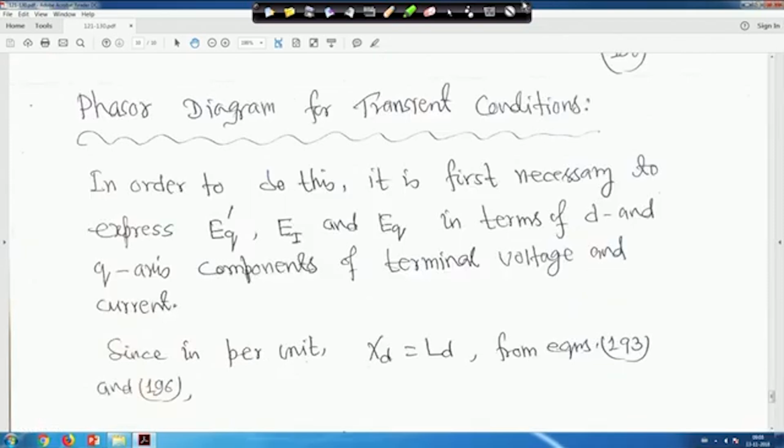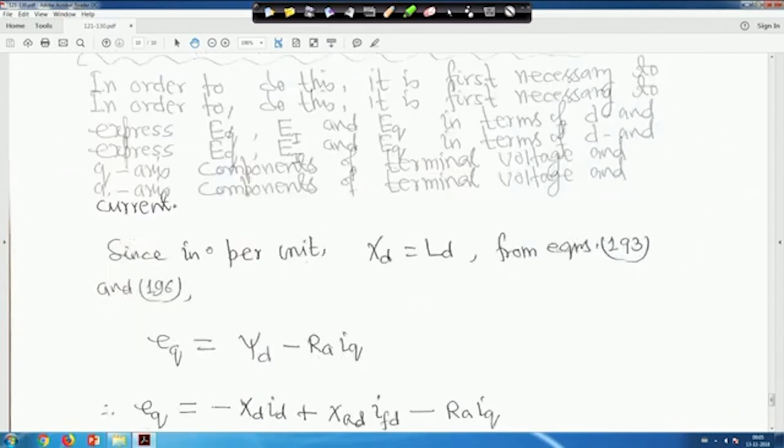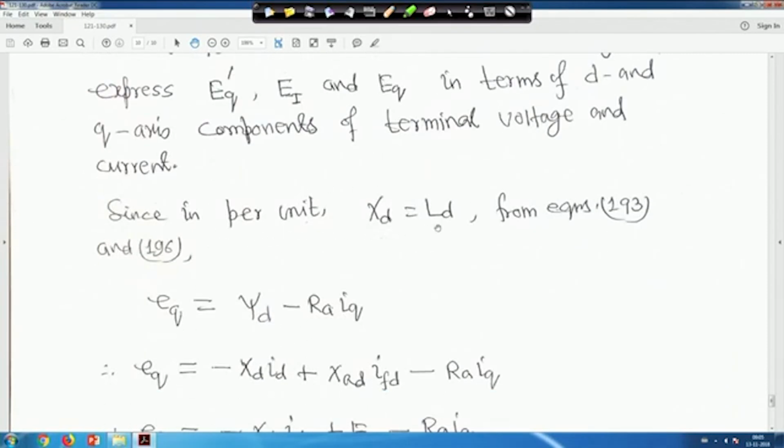So, next is the phasor diagram for transient conditions. In order to do this, it is first necessary to express E q dash, E I dash and E q in terms of the d and q axis components of terminal voltage and current. We know that in per unit, reactance is equal to inductance. So, x d is equal to L d.